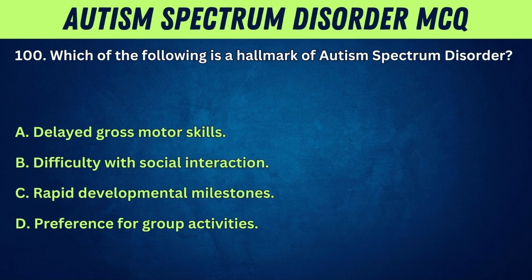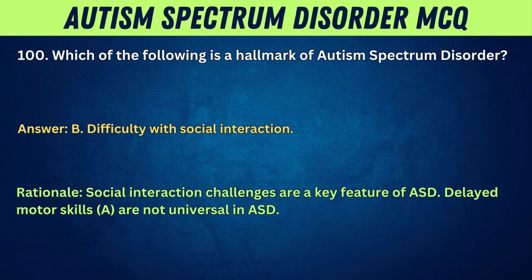100. Which of the following is a hallmark of autism spectrum disorder? A. Delayed gross motor skills. B. Difficulty with social interaction. C. Rapid developmental milestones. D. Preference for group activities. Answer: B. Difficulty with social interaction. Rationale: social interaction challenges are a key feature of ASD. Delayed motor skills, A, are not universal in ASD.